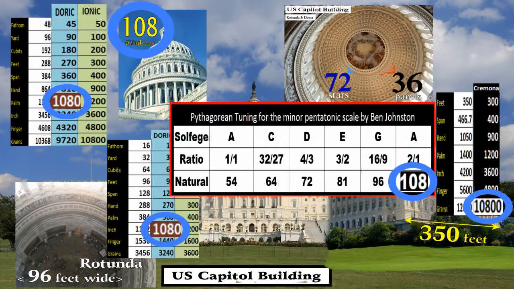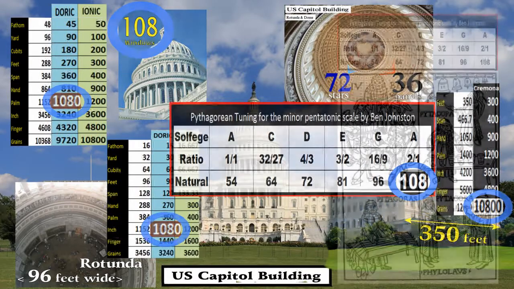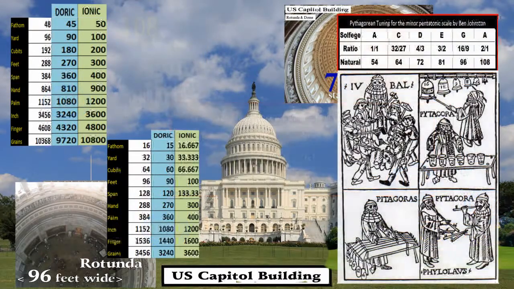Well, 108 windows in the dome, 1080. I've even skipped one on the Ionic scale there, 10,800. And also on the rotunda we get it, and on the depth of the Capitol building as well, we get that same number.